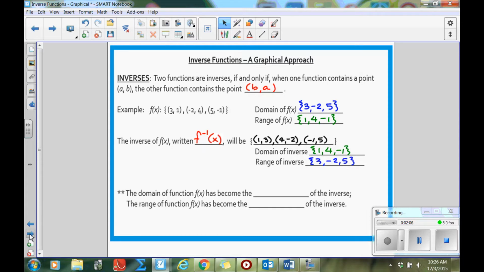In other words, in general, the domain of the original function becomes the range of the inverse, and the range of the original function becomes the domain of the inverse. Inverses are all about switching x and y. X and y interchanging, which means the domain and range also interchange.